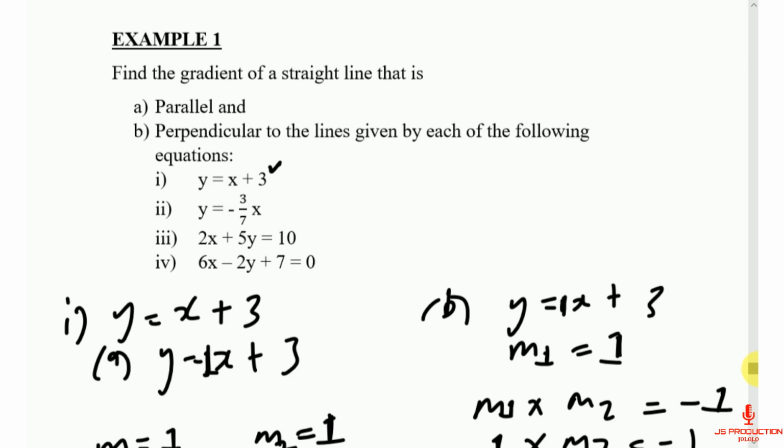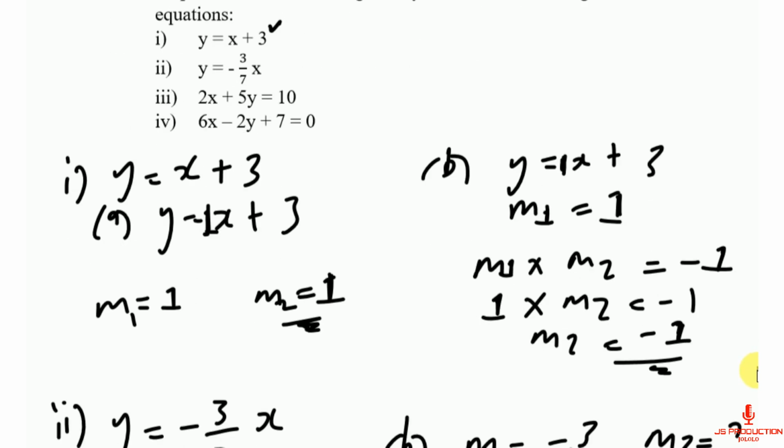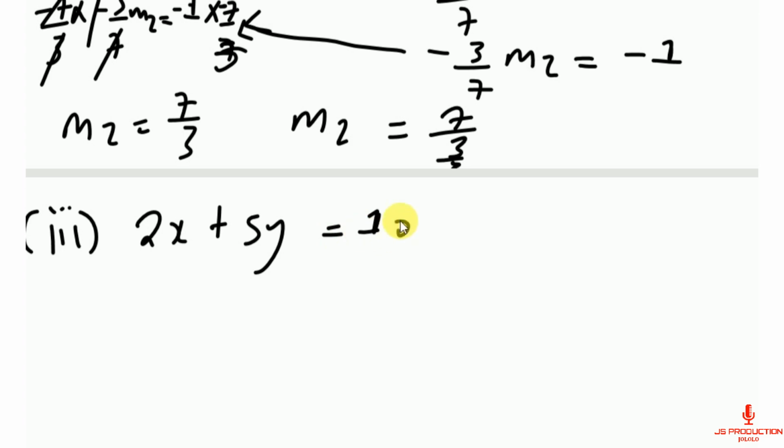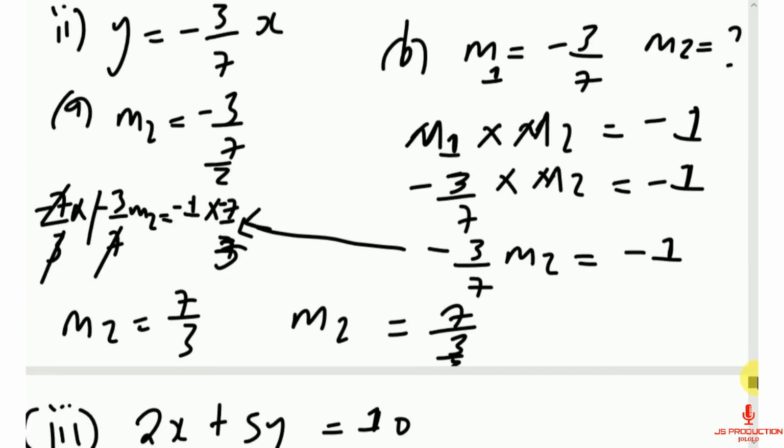Let us look at Roman numeral 3 there, and for Roman numeral 3 we have 2x plus 5y is equal to 10. Let me just compare that equation. Okay, it is correct.